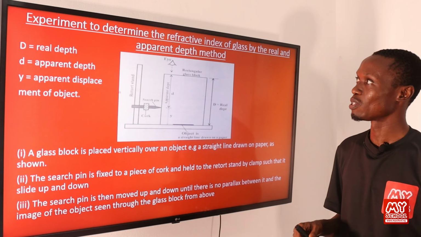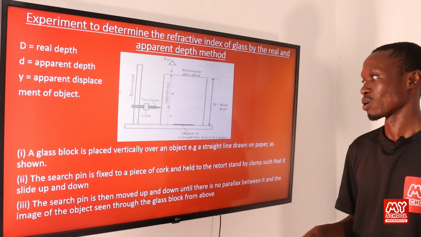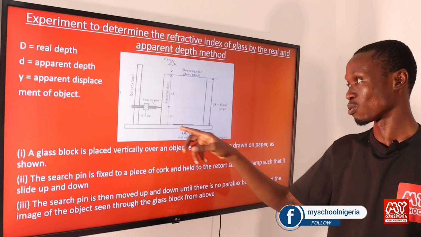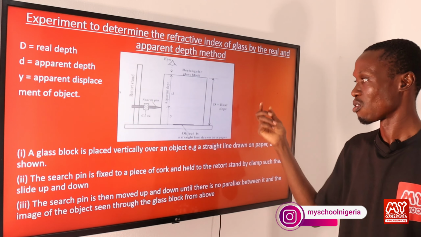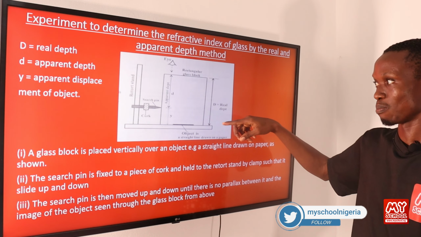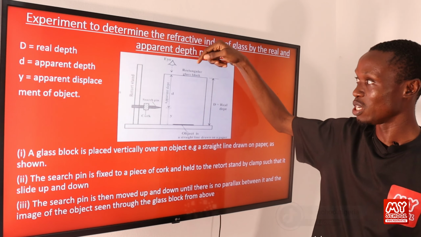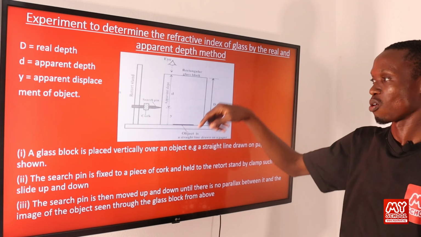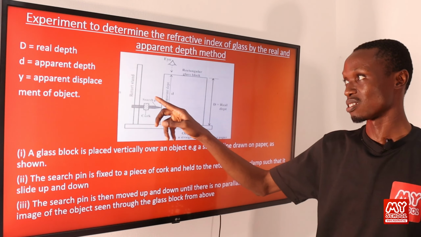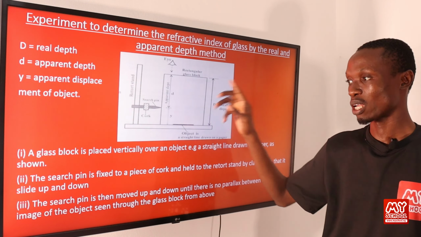Now, experiment to determine the refractive index of a block by the real and apparent depth method. So this is our horizontal surface, and this is an object that is lying straight on the horizontal surface, and this is the glass block, right? So from here you can see that the thickness of the block actually represents the real depth, while the apparent depth is how the object appears to the eye when you view it from the block. These are just the other apparatus that is needed for this experiment. So this is a cork and this is a search pin. Then this is your retort stand, just to hold the pin and the cork in position.